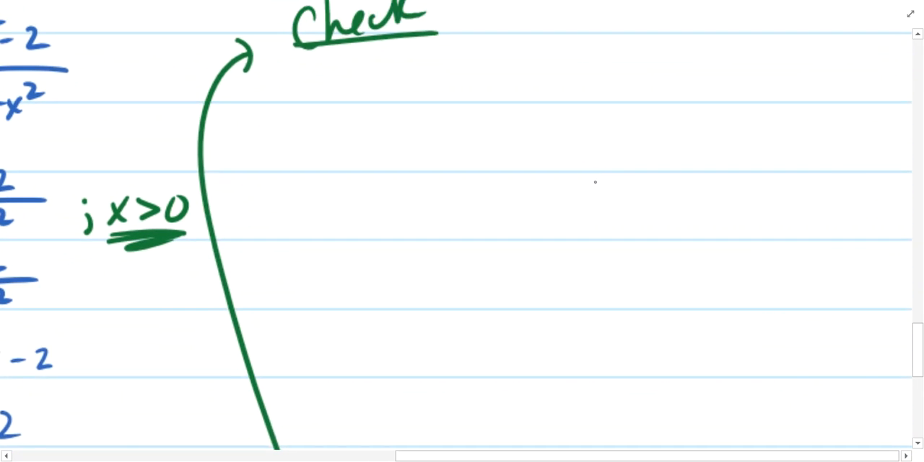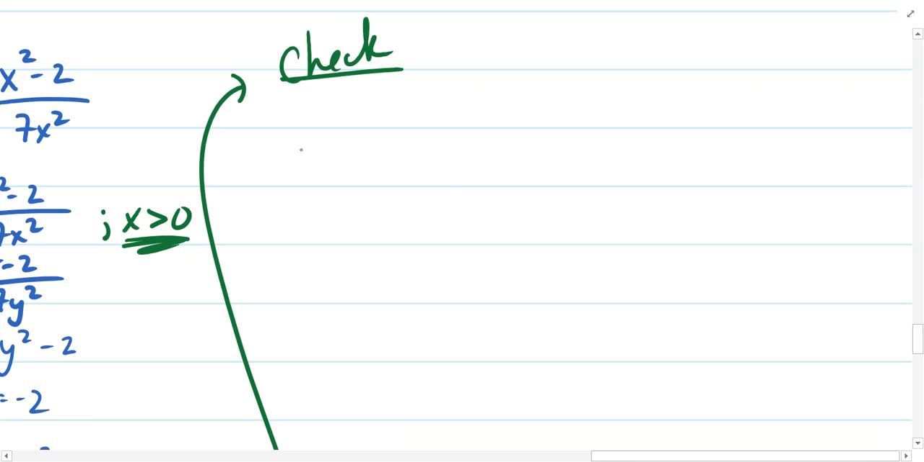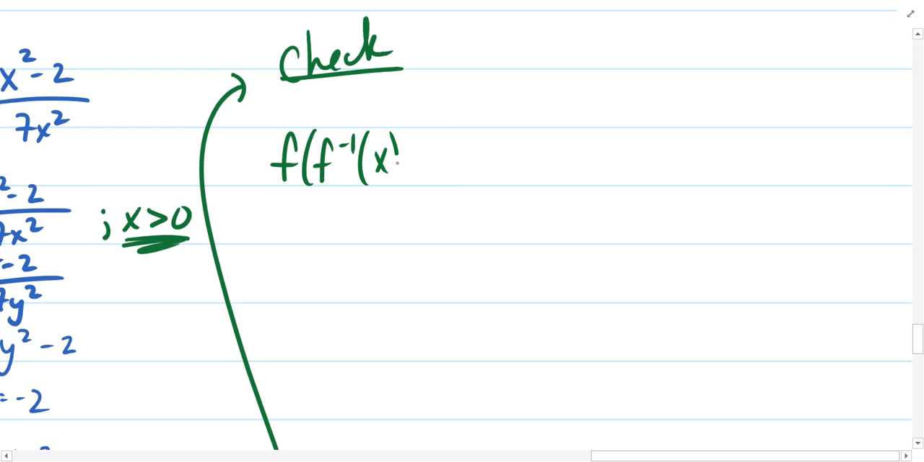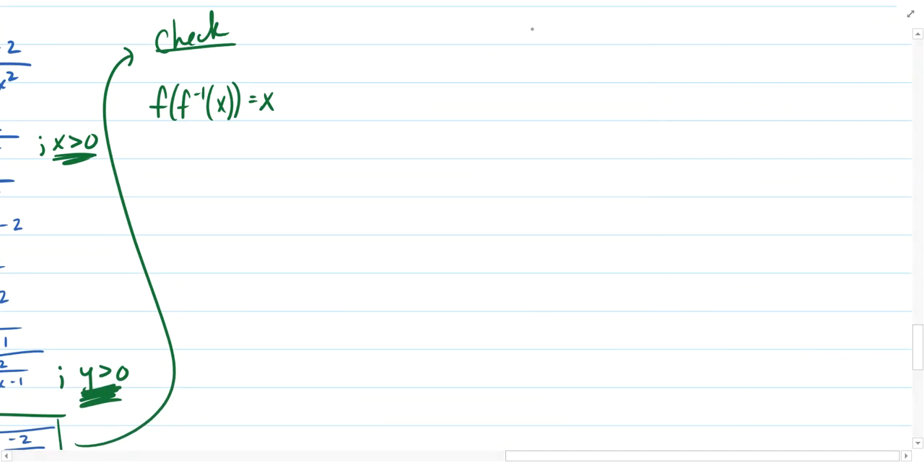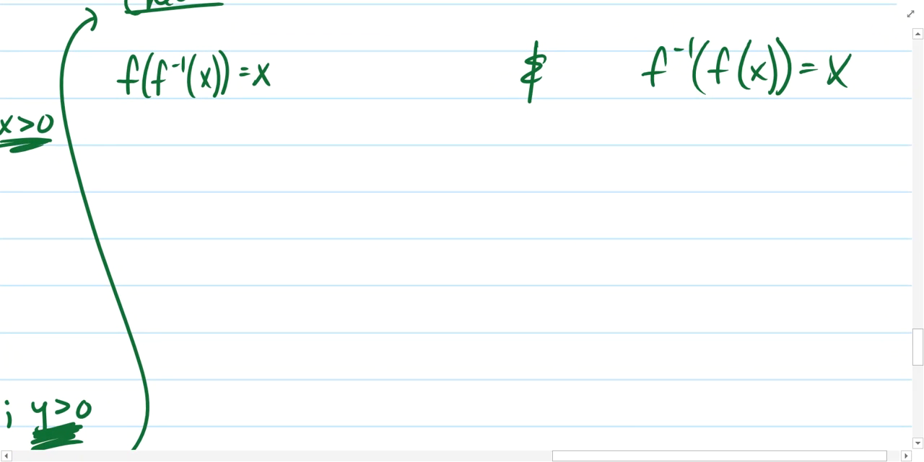And, of course, the way we check this has to be done in two directions. We have to compose f with f inverse at x and show that that ends up equaling x itself. And we must show that f inverse composed with f in that direction also equals x. In order to verify that you found an inverse, you must check it in both directions.